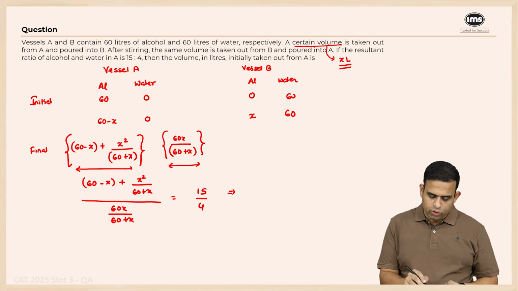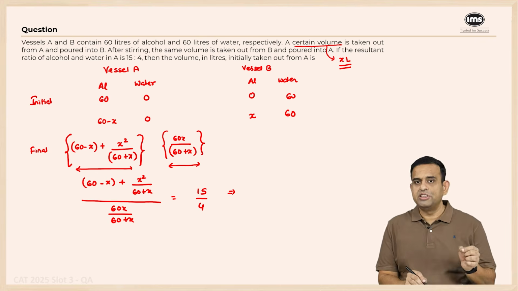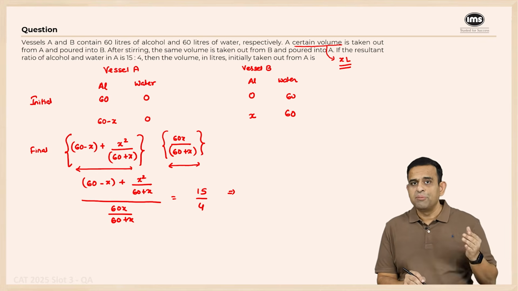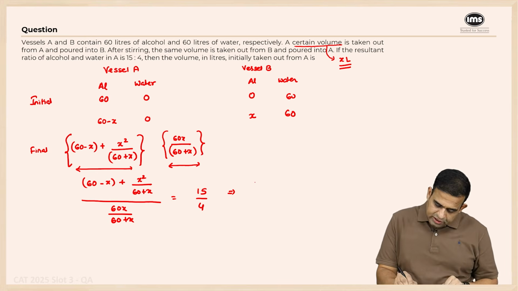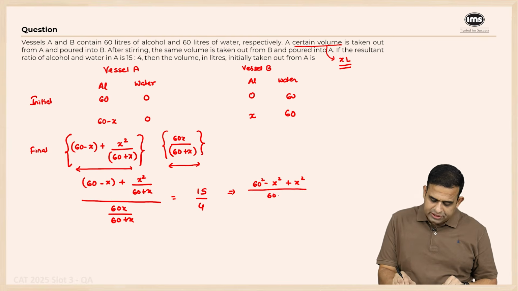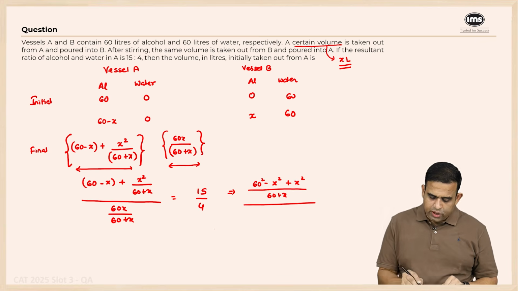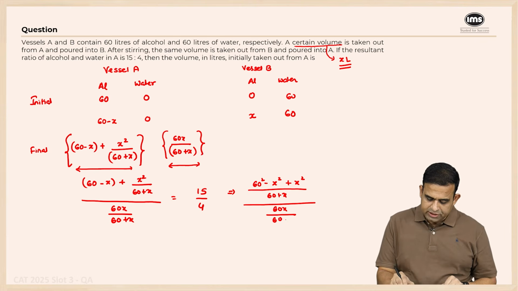So now if you see, if you cross multiply the numerator, you will get 60 plus x into 60 minus x will become equal to 60 square minus x square, because a plus b into a minus b is equal to a square minus b square. This part will become 60 square minus x square plus x square whole divided by 60 plus x. And what about the denominator? 60x upon 60 plus x.